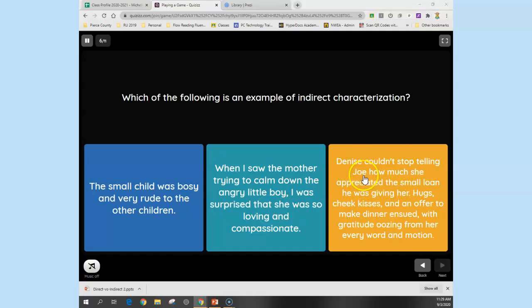Denise couldn't stop telling Joe how much she appreciated the small loan he was giving her. Hugs, cheek kisses, and an offer to make dinner ensued, with gratitude oozing from every word and motion.